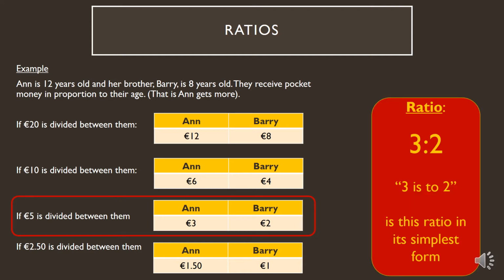Okay, so the ratio of the money here is divided in a ratio of 3 is to 2. That's how we say it. 3 is to 2. We use the colon symbol there. Okay, 3 is to 2. And it is the ratio in its simplest form. So smallest numbers possible without leaving natural numbers.